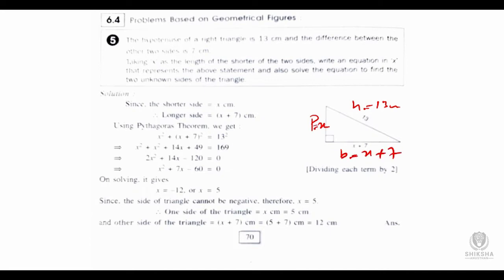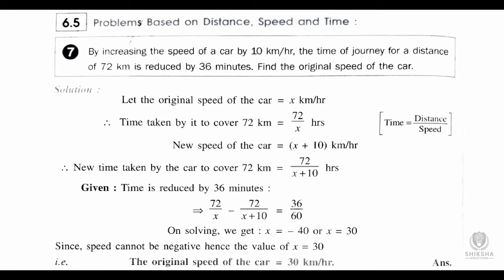Now we can apply the Pythagoras theorem. When solving, we get x is minus 12 or x is 5. Since the triangle side cannot be negative, therefore x is 5. And on applying it in the base formula x plus 7, we get the base as 12 cm and the perpendicular as 5 cm. Now coming to the next type, problems based on distance, speed and time.